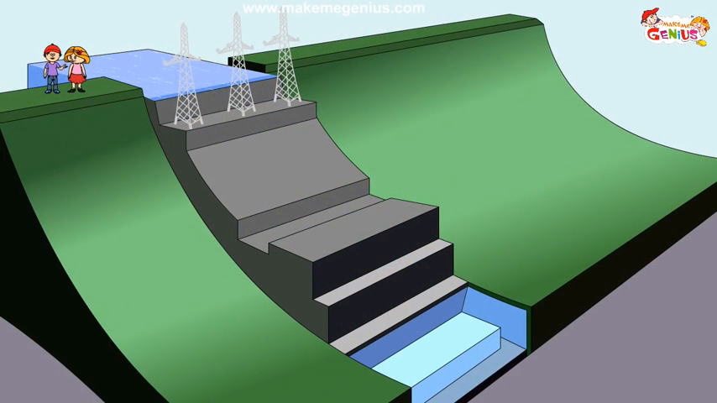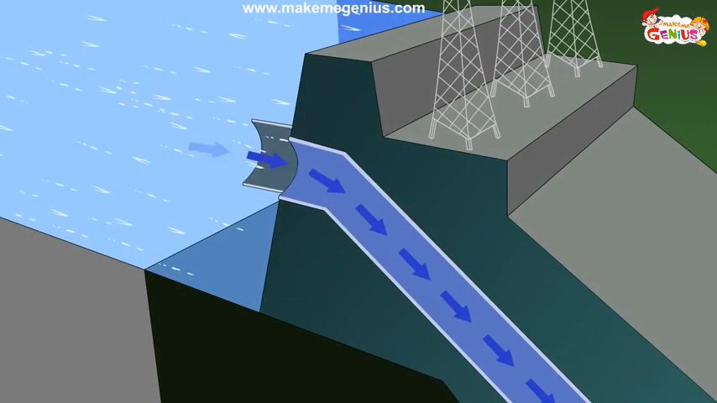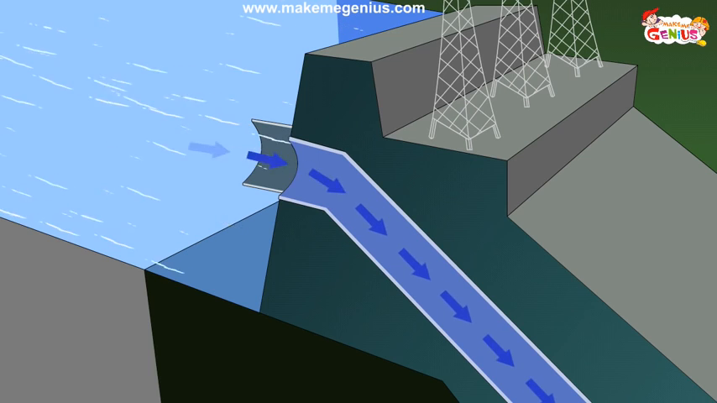Wow, there's a lot of water here. Seems like water is being stopped here. Yeah, it is a kind of a barrier to stop river water. Lots of water is collected here. But why? Well, Jimmy, this stored water is used for water supply or for generating electricity.